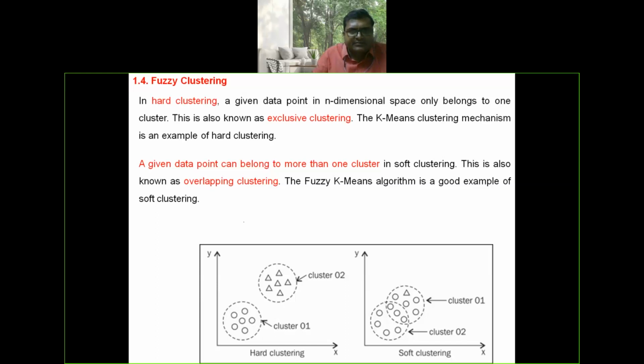Here in hard clustering, the data can belong to either cluster 1 or cluster 2. It does not belong to both clusters. That is the case of hard clustering. In soft clustering, a data point can belong to more than one cluster based on probability.